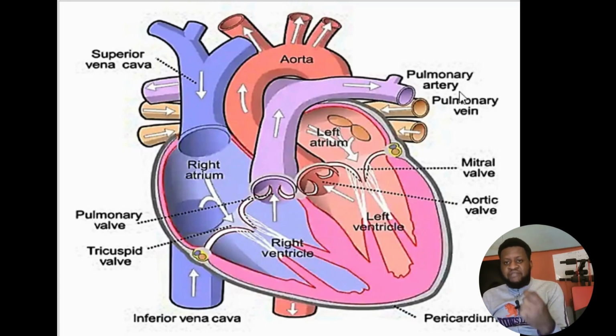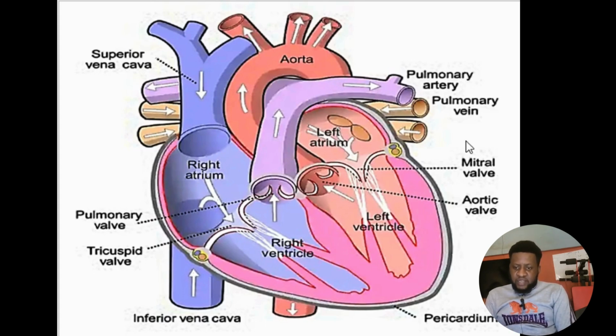Now, blood coming from the lungs. You know, blood coming from the lungs is rich in oxygen. So we use the word oxygenated. Now, remember the acronym I gave you? LOD, left oxygenated. So everything on the left is blood carrying oxygen. Everything on the right is blood carrying carbon dioxide, which we call deoxygenated.